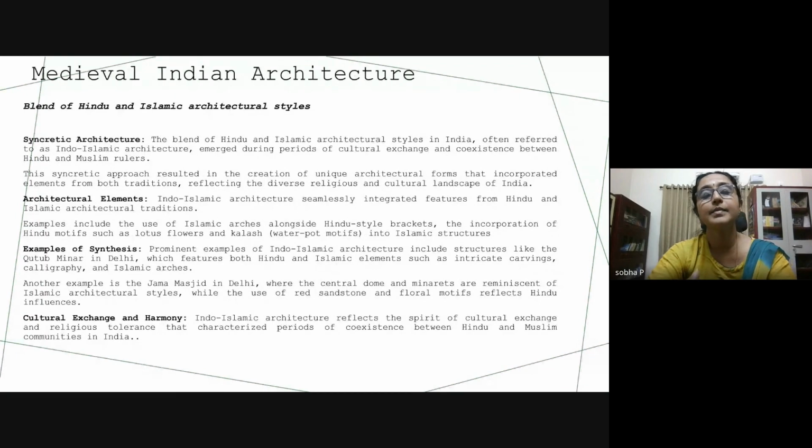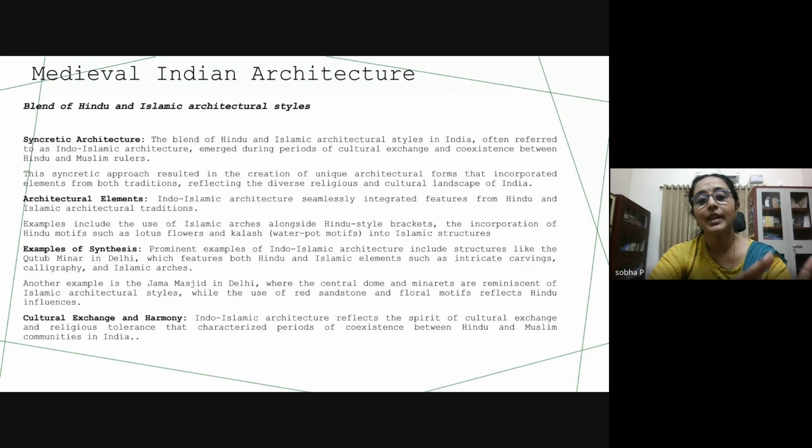And here in this medieval Indian architecture period, we can actually see a blend of Hindu and Islamic architectural styles, because that is the syncretic architecture, where there is a mix of religions. The meaning of syncretic is that various religions, cultures, and beliefs all blend together. And here we can see the Indo-Islamic architecture styles that actually emerged during periods of cultural exchange and coexistence between the Hindu as well as the Muslim rulers.